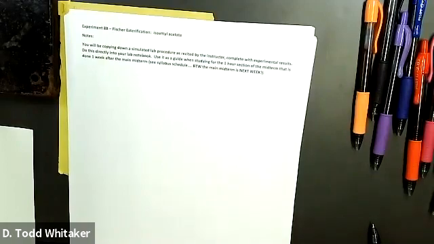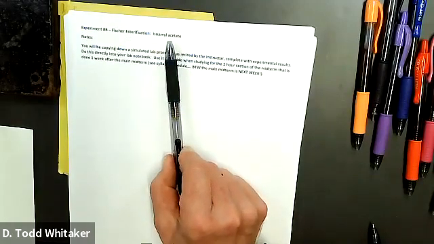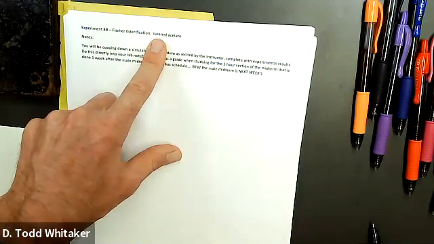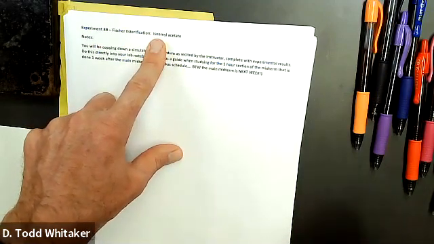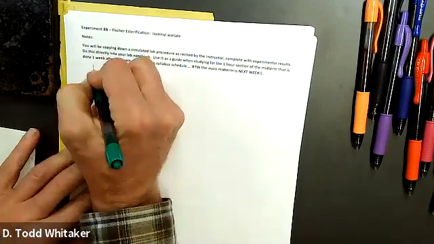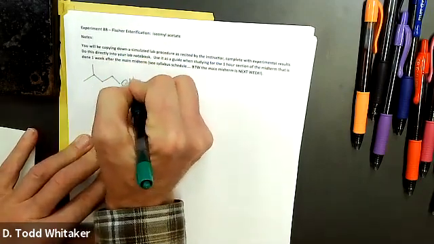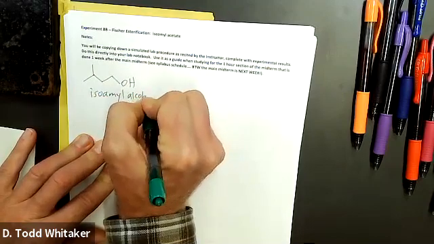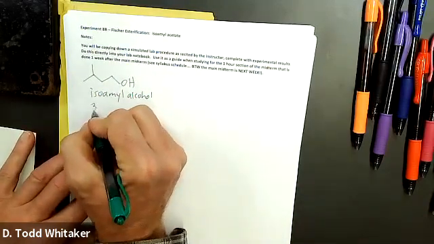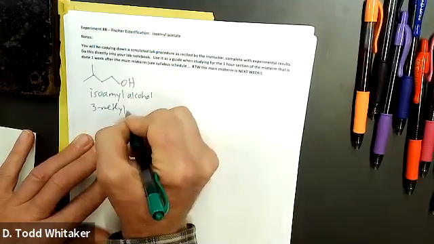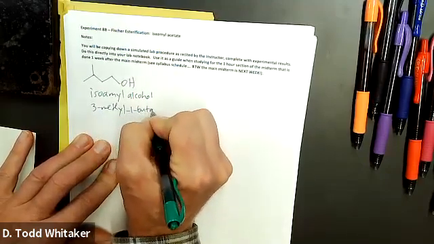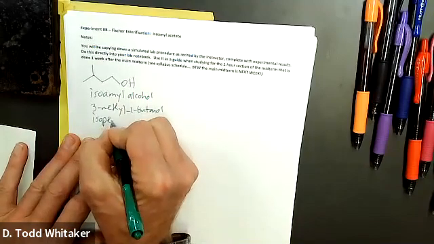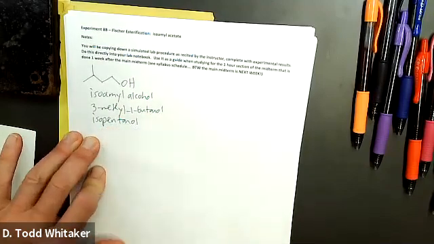Okay, everybody, we're going to do notes for our Fischer esterification today to make isoamyl acetate. This name derives from the fact that an alcohol named isoamyl alcohol, also known as 3-methyl-1-butanol, also known as isopentanol, is the alcohol.